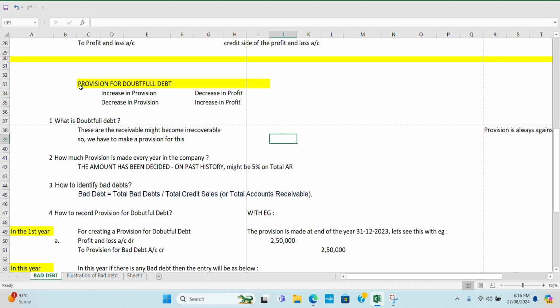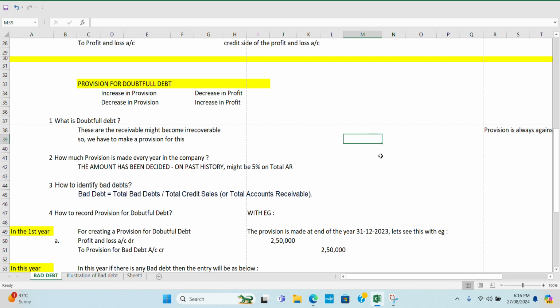So is this provision for doubtful debt necessary in a company? Yes, provision for doubtful debt is very necessary in a company. It is mandatory to have a provision for doubtful debt account. So how much provision is made every year in the company?